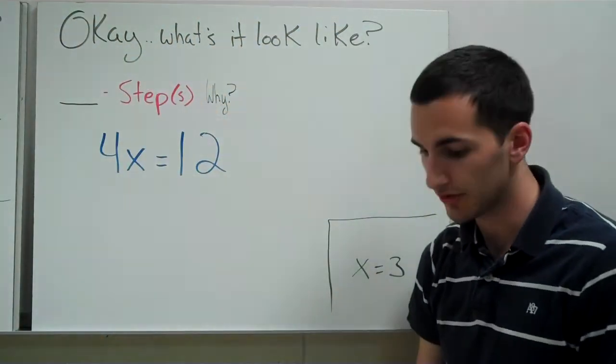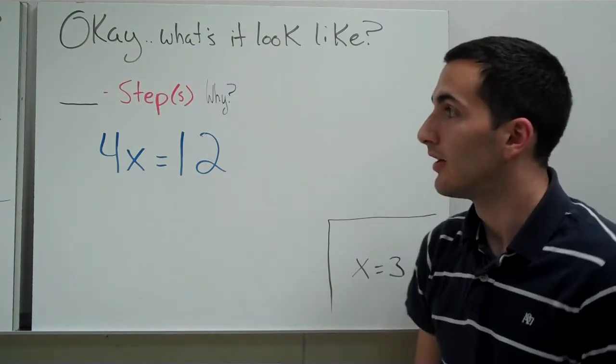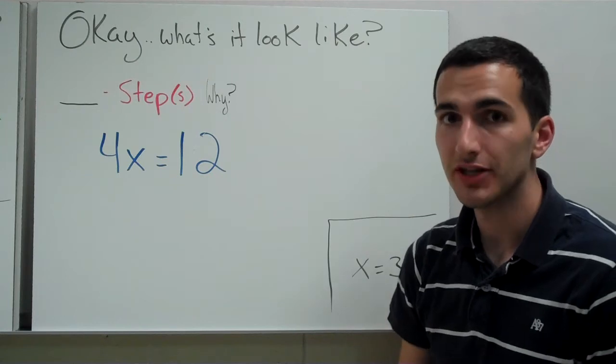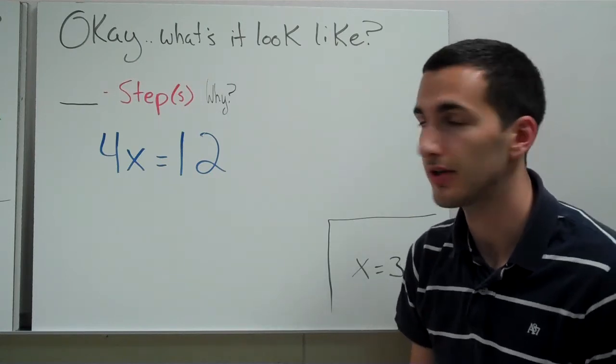Okay, what's this actually going to look like? When are we actually going to do one? We're going to do one right now. So the first thing we're going to want to do is figure out what type of equation it is. Is it a one-step, a two-step, or a multi-step?